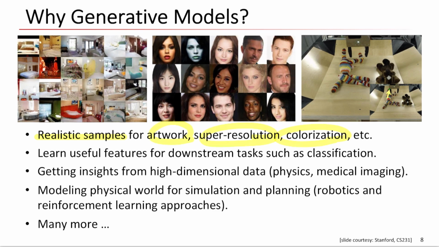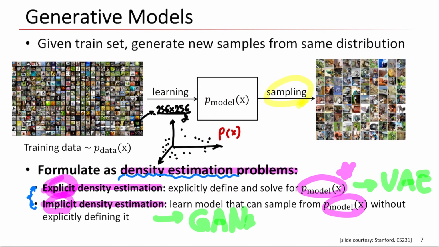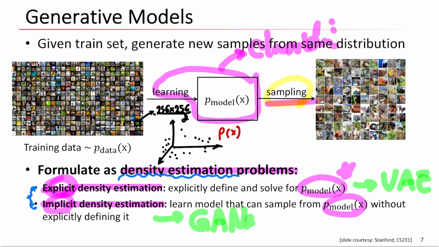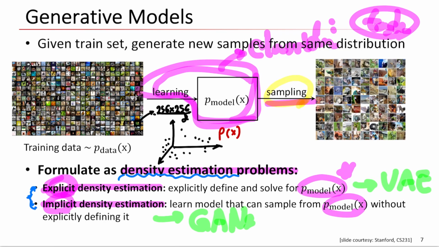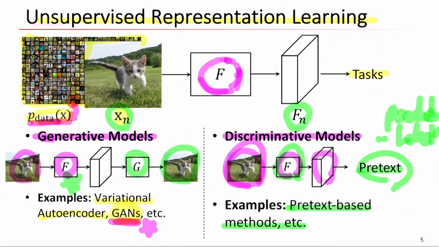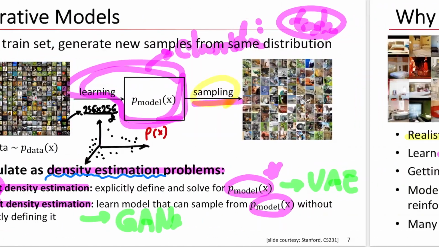The second is that we want to learn useful features for downstream tasks such as classification, right? So for example, if we have a good representation here, then rather than generating a new sample by using one more classifier, we can solve another task by using this representation, right? Actually, that was the goal of representation learning.